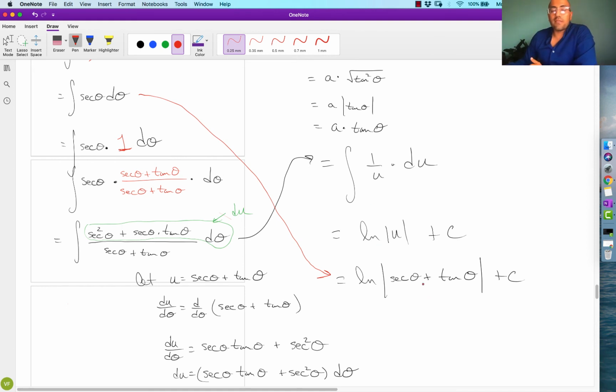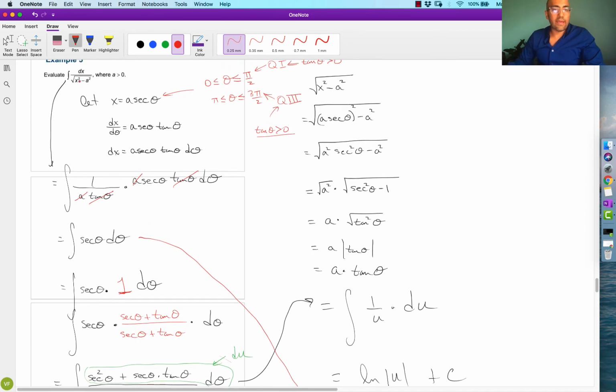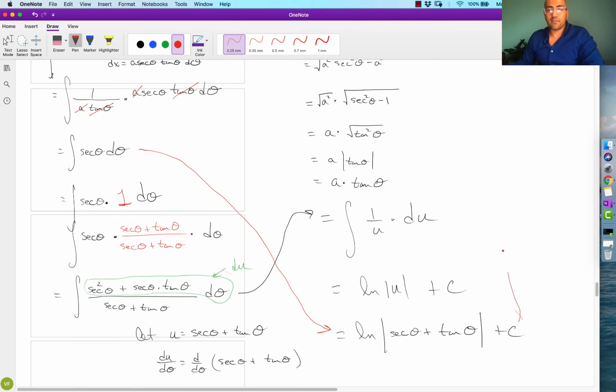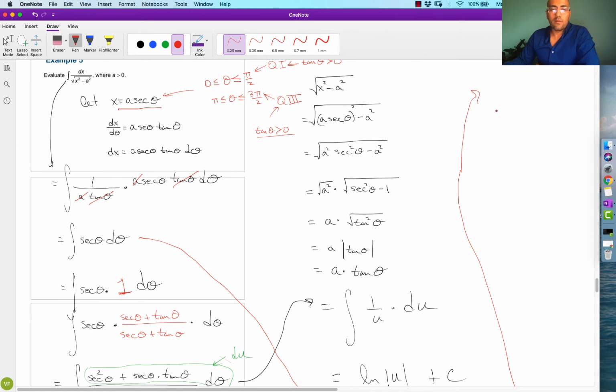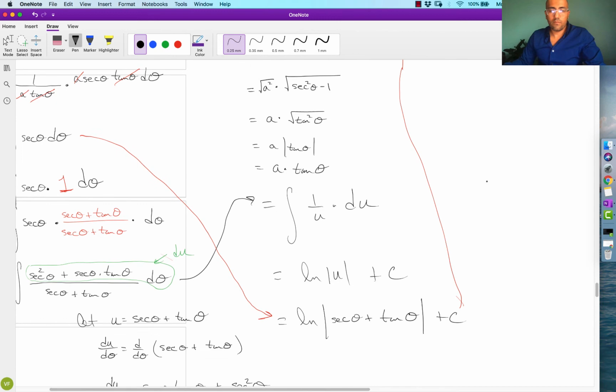And now we're almost done, except that I still have an answer in terms of theta, and the original question was in terms of the variable x, so I still have to use this to re-express my statement in terms of x. So let's go back up here, and I want to find a way to restate ln of the absolute value of secant theta plus tangent theta, plus a constant. Right? That's this guy.